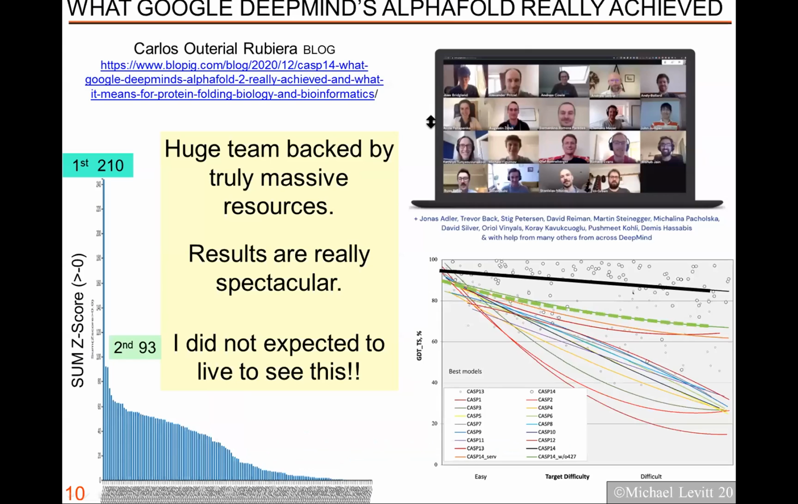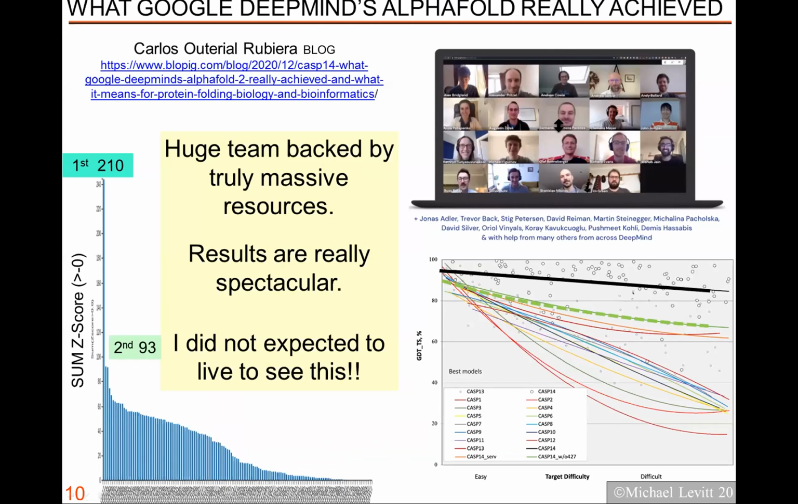So basically, DeepMind, what did they really achieve? There's a very nice blog that was written from Oxford, the Protein Informatics Group, by Carlos Ortega Rivera. He basically describes their result, and it really is a very large team of people. Here we have on the slide, I think there are 19, but there are probably altogether 20 or 30 people involved. They have more resources than everyone else added together.